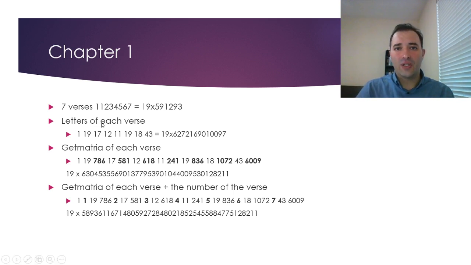Now let's start to calculate. Instead of putting the number of the verse, let's put the number of letters of each verse. So chapter 1, the first verse, Bismillahir Rahmanir Rahim, has 19 letters. The second verse, Alhamdulillahi Rabbil Alameen, has 17 letters.